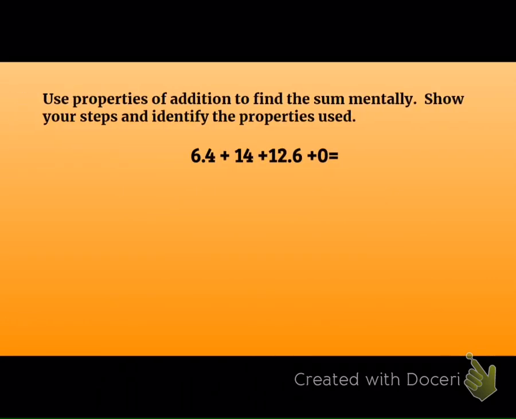Okay, so let's try another one of those. Again, they want us to find our sum here. They want us to show our properties. So obviously we have the identity property there, right? Anything added to 0, that's the easy property. Anything added to 0 is itself. We can almost ignore that 0 because no matter what we add to it, it's not going to change the value.